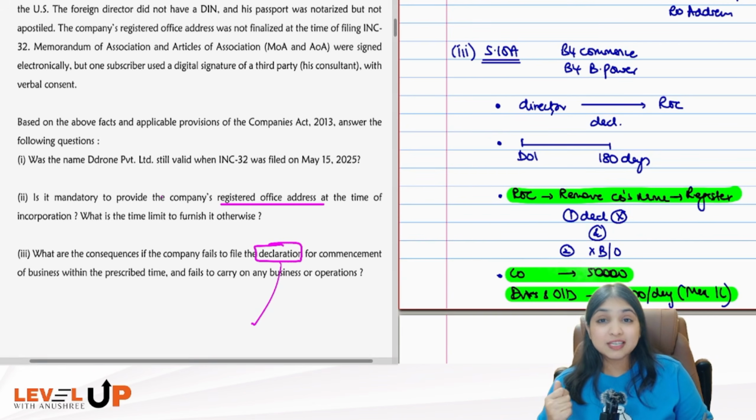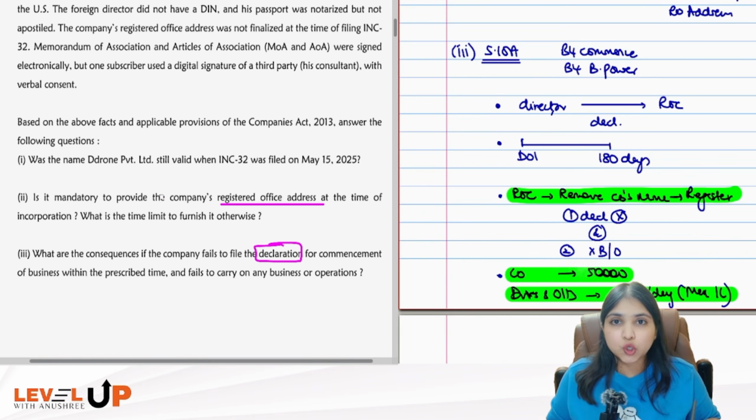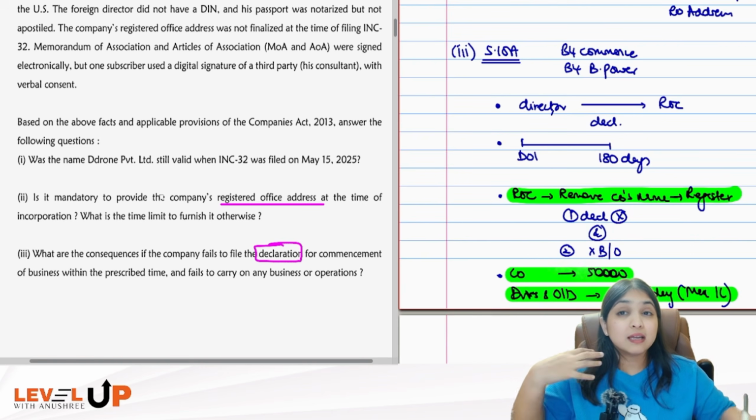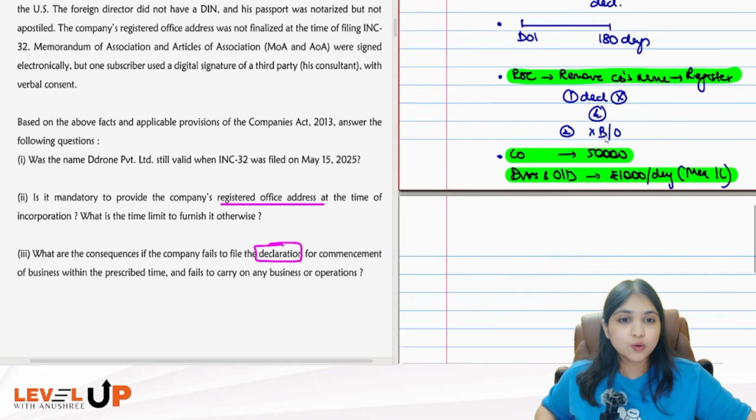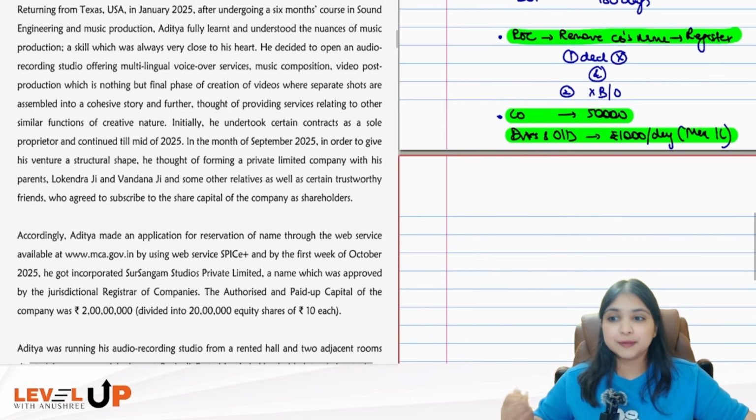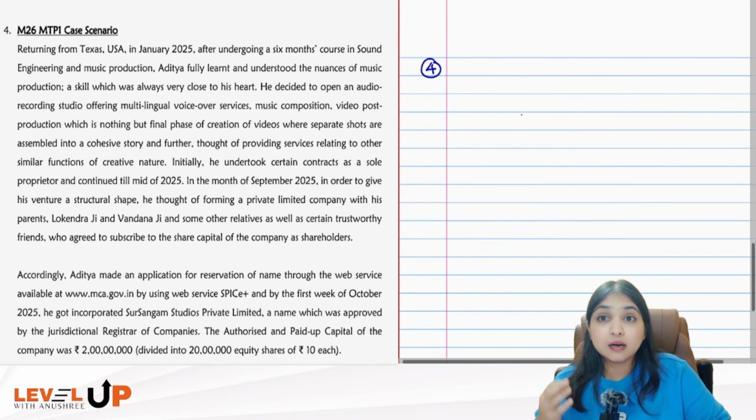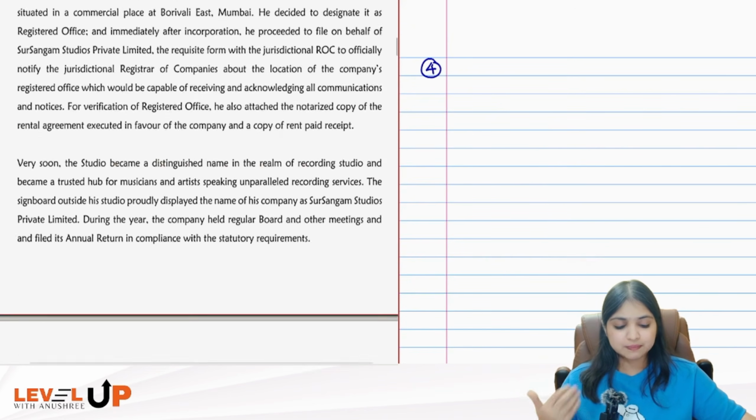Third learning is about the section 10A declaration. If 10A declaration is not given within 180 days after incorporation, then ROC has the power to remove the company's name from the register of companies, provided it is having a reason to believe that the company has not commenced business and operations. Okay, so this was your question number 3. Now come to question number 4. Question number 4 is a case-based scenario MCQ question from your May 26 mock test paper.